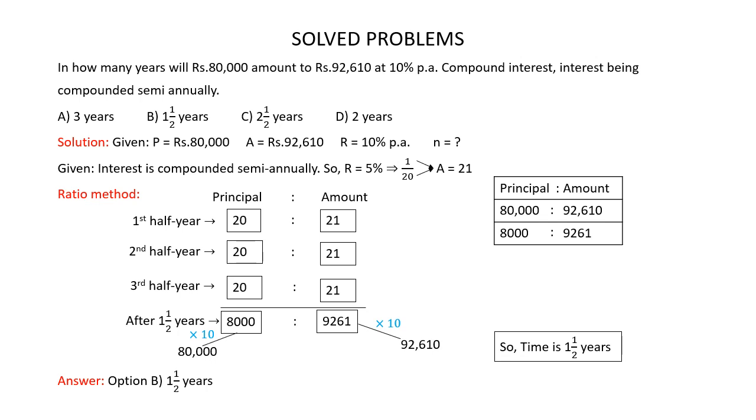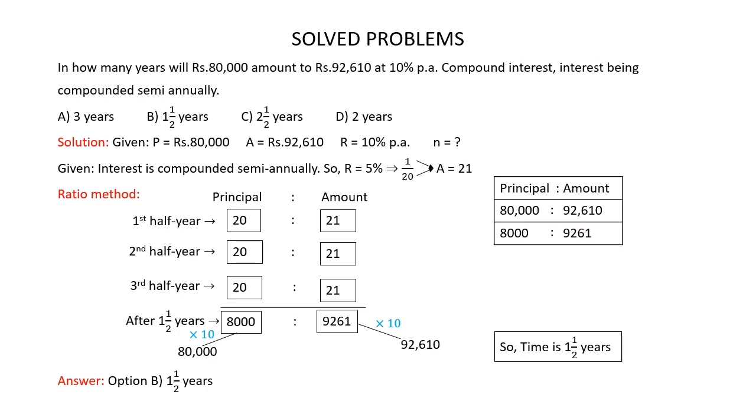So now we have principal is to amount for the first half year as 20 is to 21. But we do not know for how many half years we have to calculate the ratio of principal to amount, since time is not given. But what we do know is principal is rupees 80,000 and amount is rupees 92,610, which means after n years, principal is to amount is 80,000 is to 92,610.